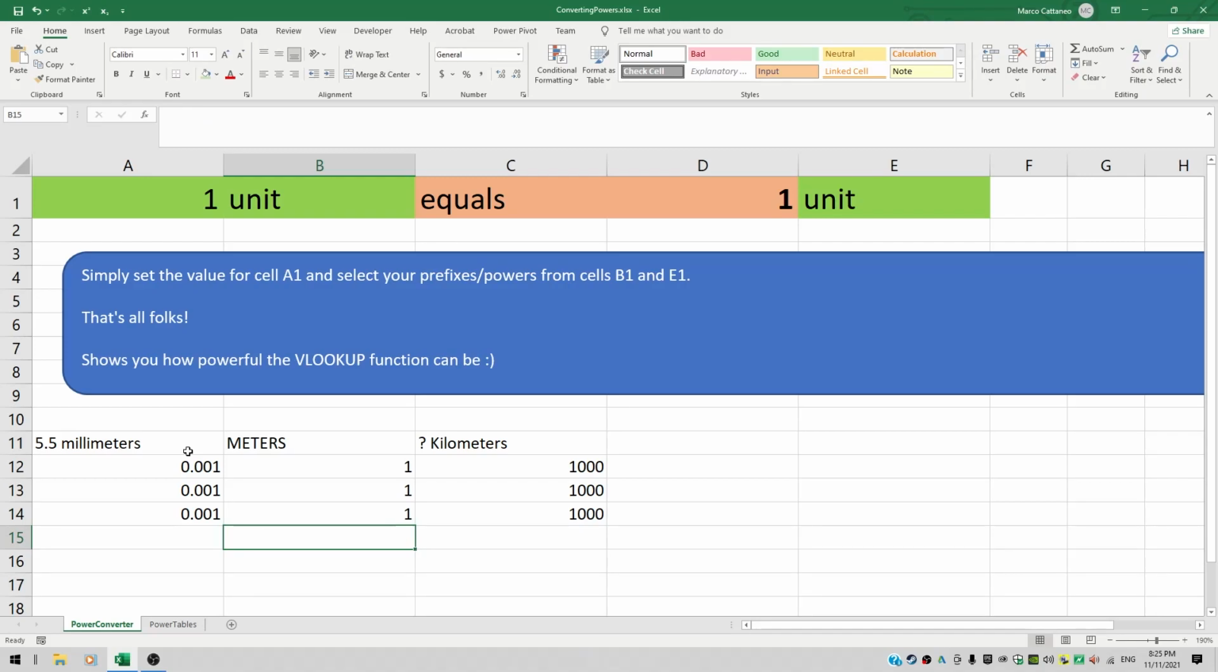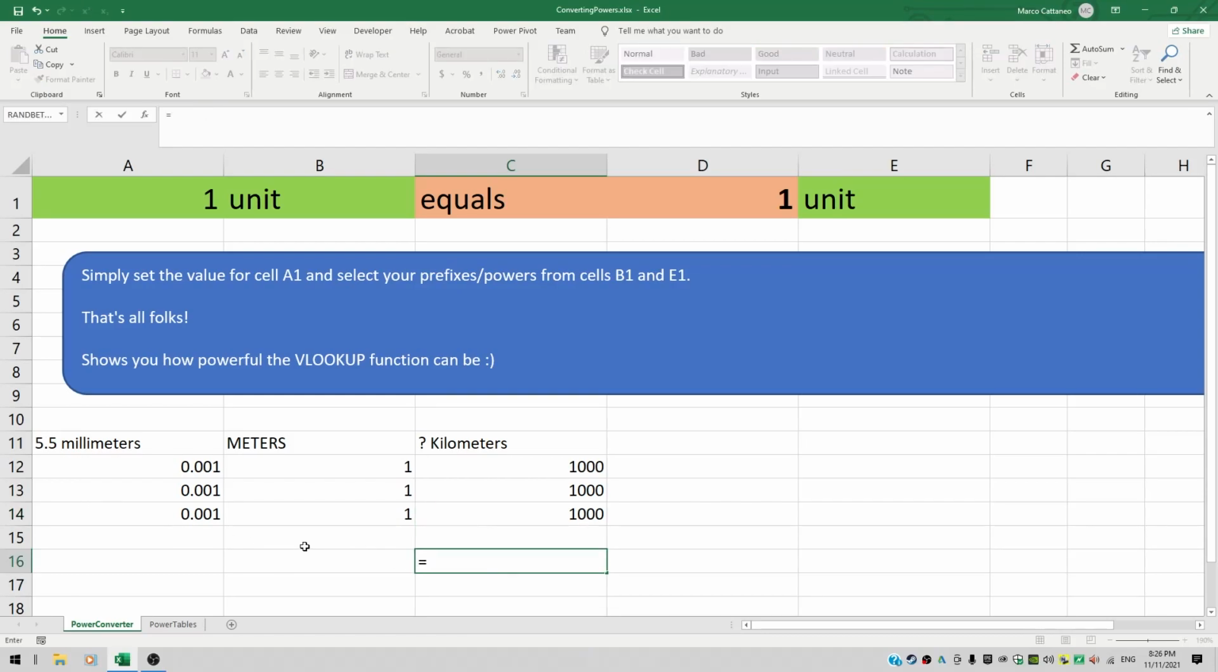Now, how do you go from one to the other? Well, you simply say you want to know how many kilometers is 5.5 millimeters. You divide that one by that one, and then you multiply with 5.5. So how does it work? We go to equals, opening bracket, that one, divided by that one, times 5.5. There you go. Enter. So in other words, 5.5 millimeters is 0.0000055 kilometers. And that's your answer.